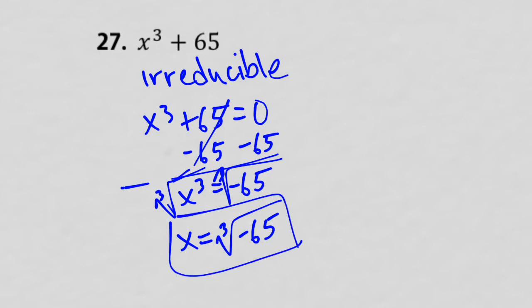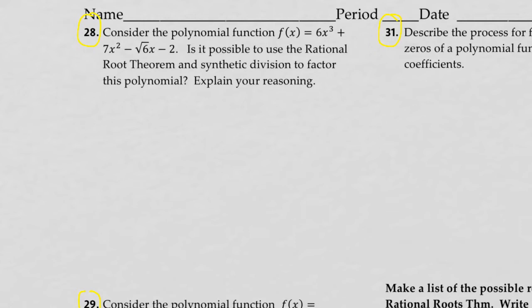But anyway, we're not going to worry about that one. I was just showing you that you can actually find solutions, but you can't factor it. It's irreducible. Alright, 28. This was just a reasoning problem. All you got to do is read it and answer what you think. It says, consider the polynomial function 6x cubed plus 7x squared minus radical 6x minus 2. Is it possible to use the rational root theorem and synthetic division to factor this polynomial?